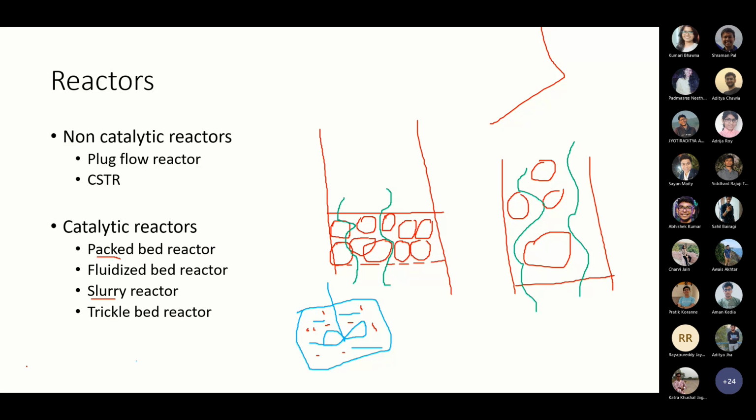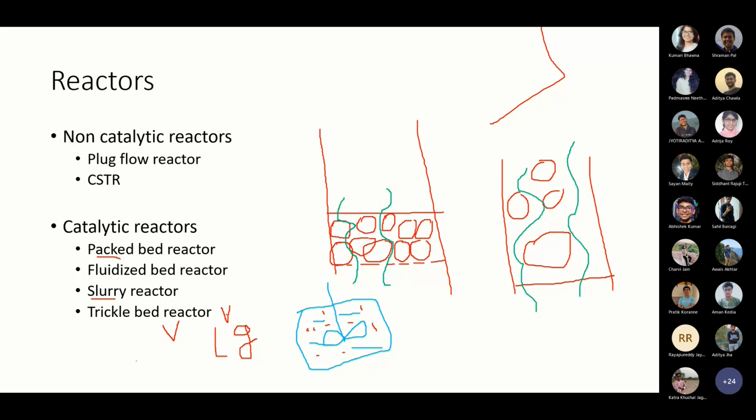When do we use a trickle bed reactor? If the reactant's velocity needs to be very low, we have to use a trickle bed reactor. And a trickle bed reactor is preferable if we have two reactants, one liquid and one gas. If one reactant is liquid and another reactant is gas, we need to maintain low velocities. Then we go for the trickle bed reactor.